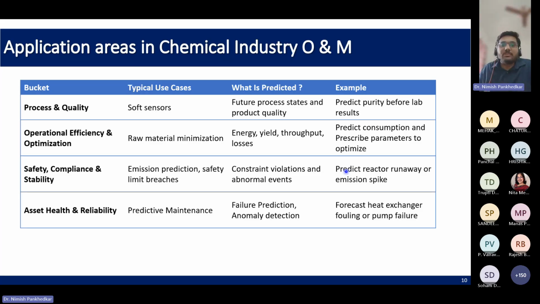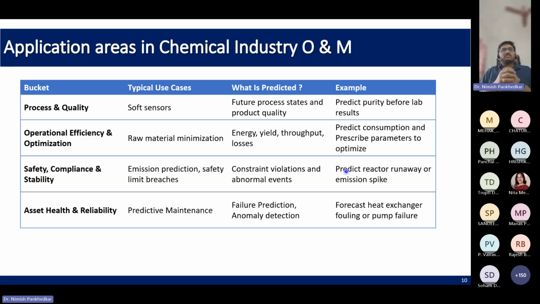In that case, I'm just stating an example. I'll again circle back to this when I discuss the exact case study that we did around this bucket of operational efficiency and optimization. So just to close this as of now, certain parameters like energy, yield, throughput, losses, etc. could be further optimized, although the process quality is in line. So you try to predict the consumption and then prescribe parameters to optimize. So it is not just predictive analytics. There is a prescription layer sitting on top of the predictive analytics that is giving us the benefit in operational efficiency.